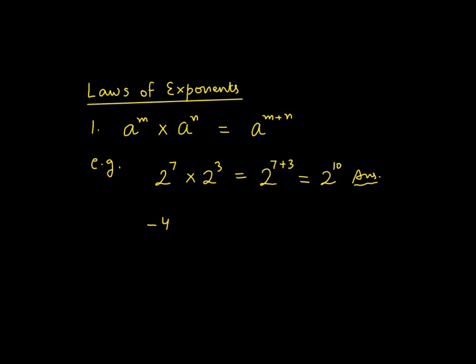In the same way, look at this example. Here again the bases are the same. Minus 4 raised to power 3 multiplied by minus 4 raised to power 4. So the common base is minus 4 and the powers will be added, 3 plus 4. So the answer is minus 4 raised to the power 7.